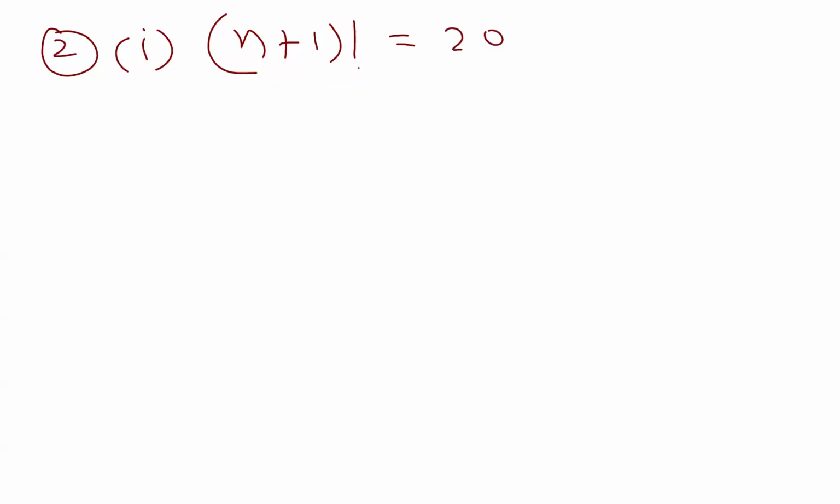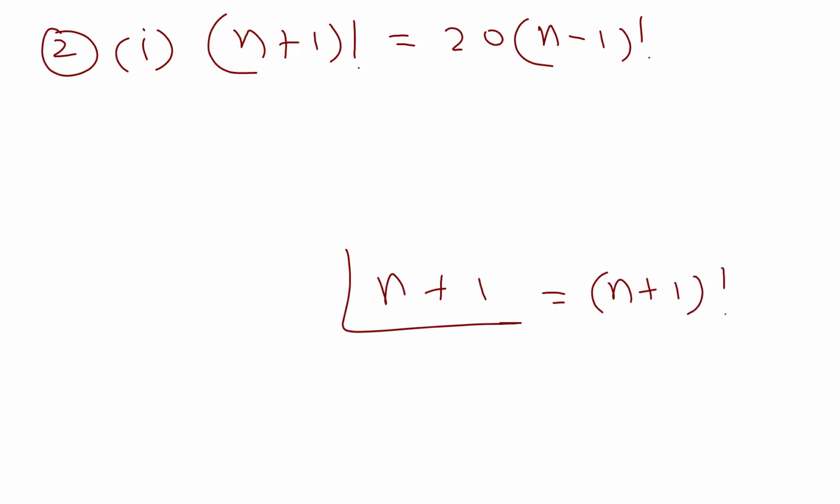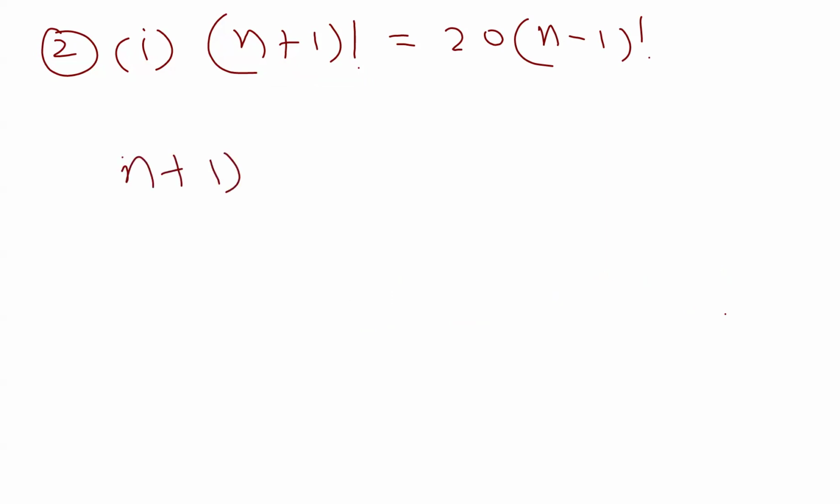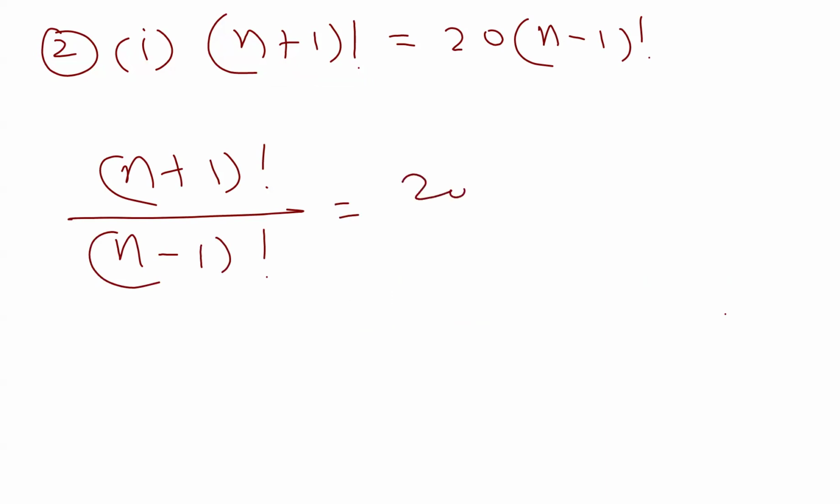Let's go to question number 2. So question 1: n plus 1 factorial equal to 20 into n minus 1 factorial. See, this notation is factorial notation itself. So n plus 1 factorial upon n minus 1 factorial is equal to 20.